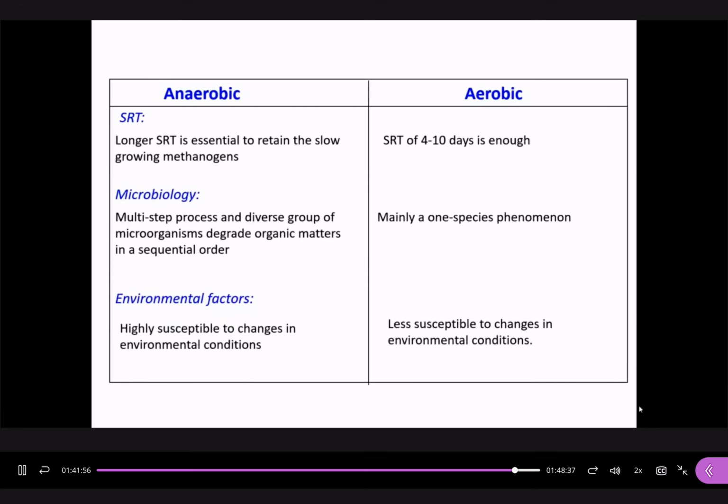Environmental factors: anaerobic treatment is highly susceptible to changes in environmental conditions. We talked about temperature, pH, alkalinity, nutrients, oxygen. All this affects anaerobic treatment. These factors affect aerobic treatment as well, but to a lesser degree. It is less susceptible to changes in environmental conditions.